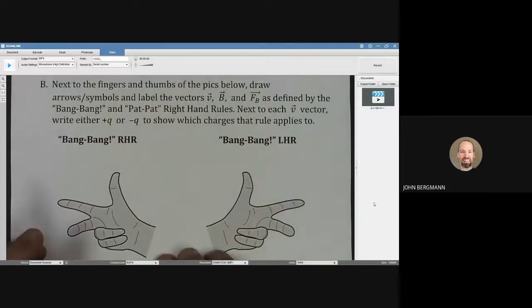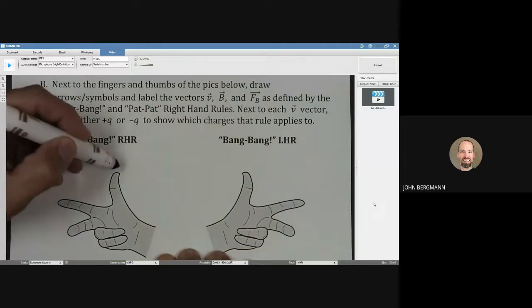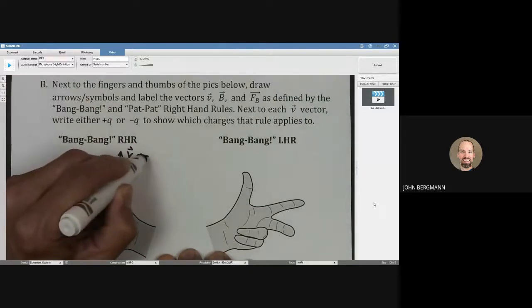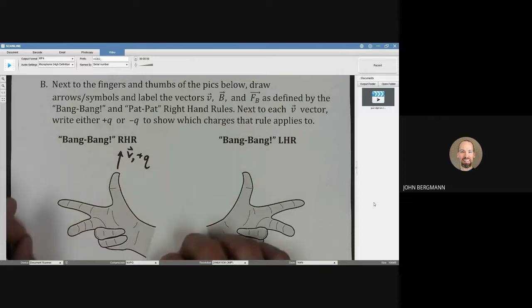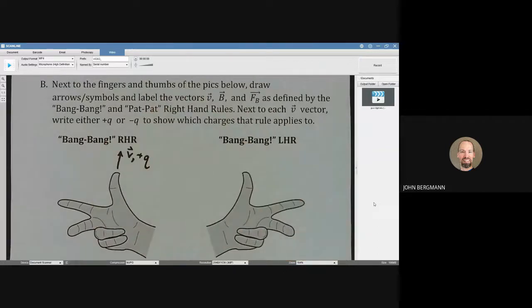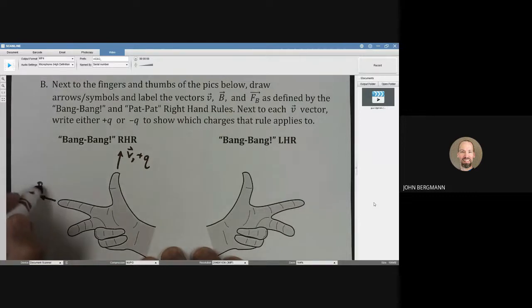The way we do this is the thumb represents the velocity. For the right-hand rule, we use positive charges. This is similar to the Thumbkin-Twiston right-hand rule, which we talked about in an earlier video, in that the thumb represents the direction of the velocity. The pointer finger represents the direction of the external magnetic field, and then tall man points in the direction that the magnetic force will act on this moving charge.